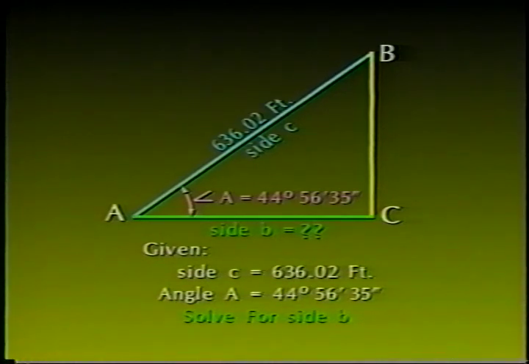This reduces to 636.02 feet times 0.707809 equals 450.18 feet. This time, check your answer by the Pythagorean theorem by finding side A and then adding the squares of sides A and B for a check. I computed side A as 449.29 feet. This was the last of our right triangle problems.